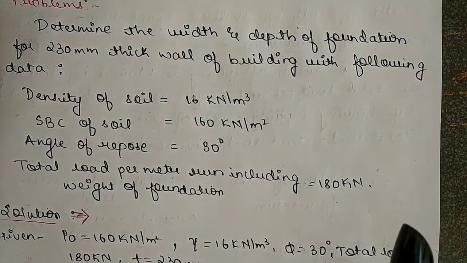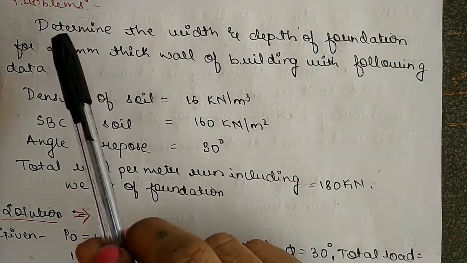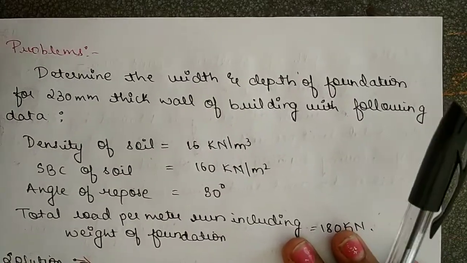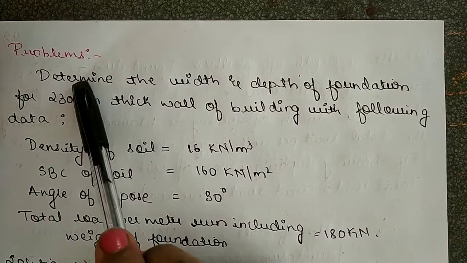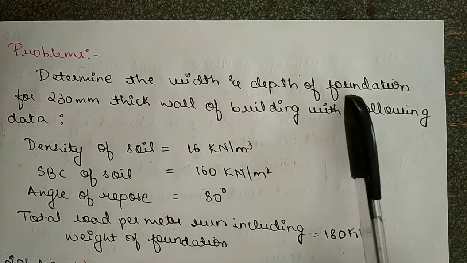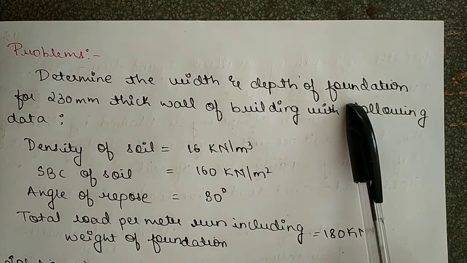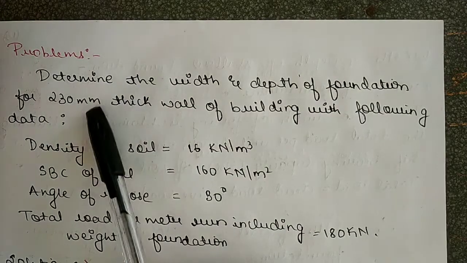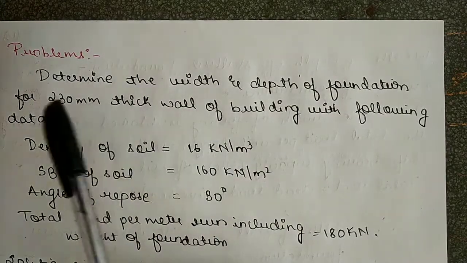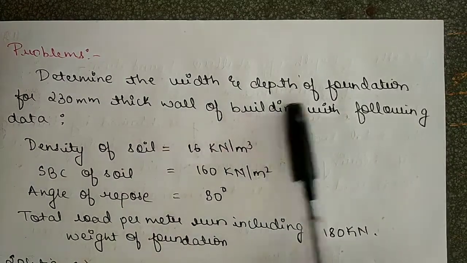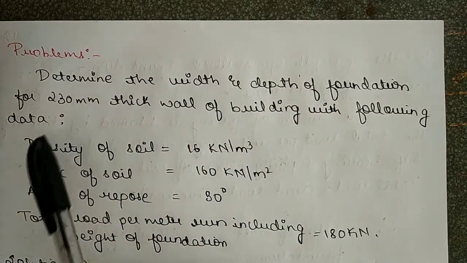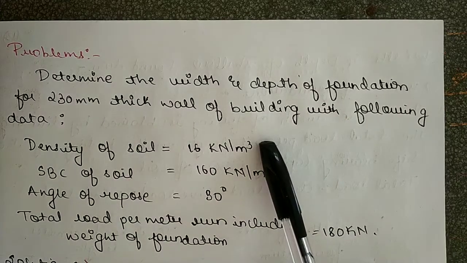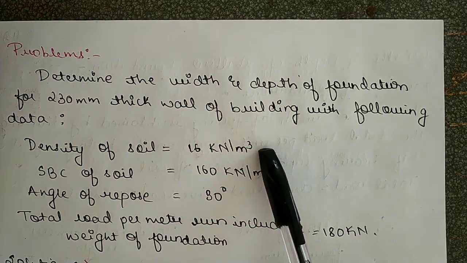Now let us move to the problematic part. Let me read the question. The problem is to determine the width and depth of the foundation for a 230 mm thick wall of a building with the following data. First, the density of the soil is 16 kilonewton per meter cube.